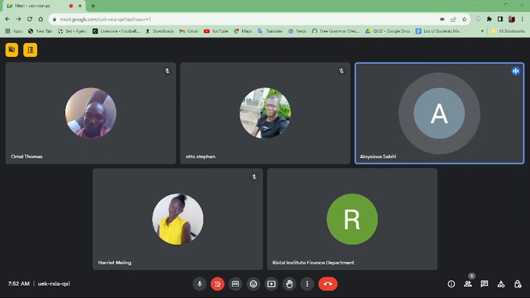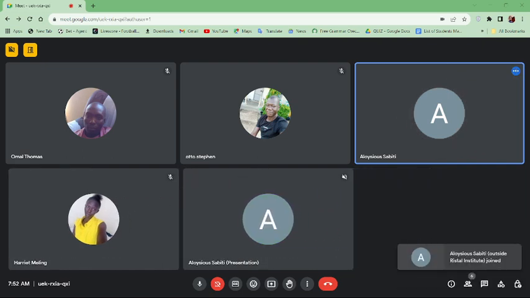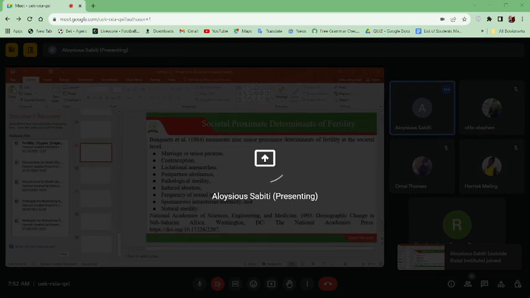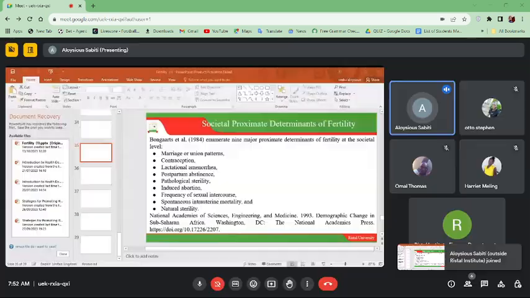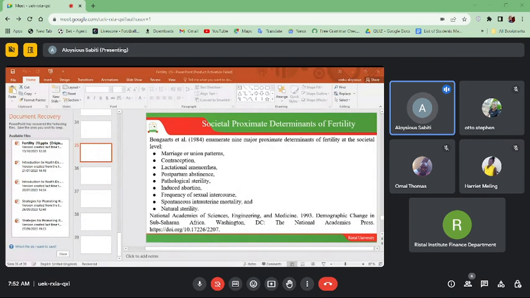okay, let me just share with you the screen of what I'm talking about. I hope you can see the screen, eh? Those are the particular factors or determinants we looked at.